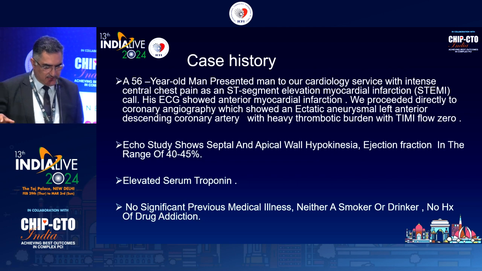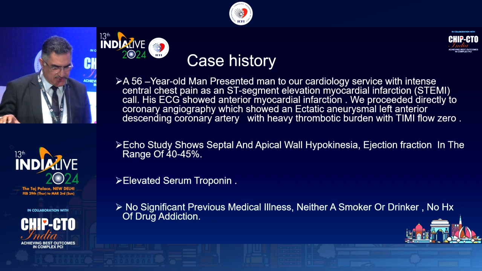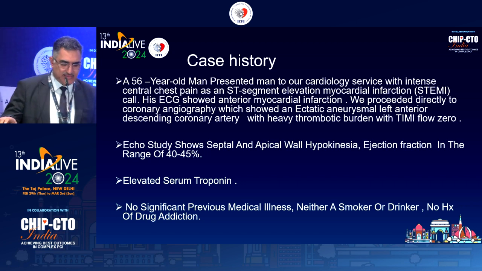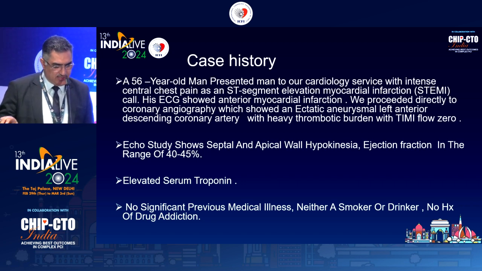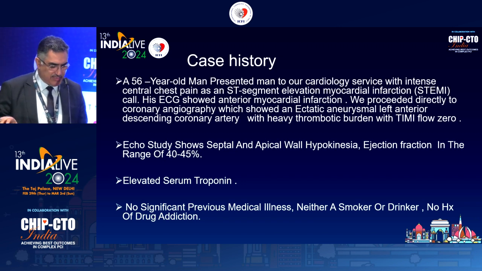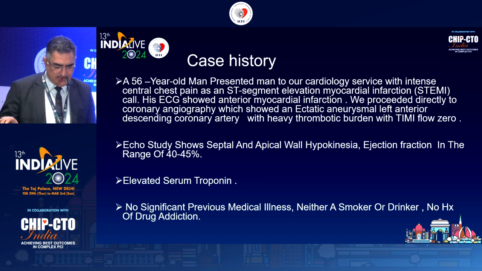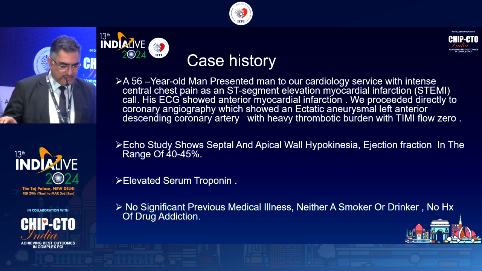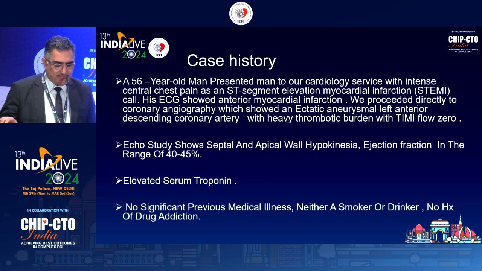A 56-year-old man presented to our cardiology service with intense central chest pain as ST elevation myocardial infarction. His ECG shows anterior myocardial infarction. We proceeded directly to coronary angiography, which showed an ectatic aneurysmal left anterior descending coronary artery with heavy thrombus burden with TIMI flow 0. Before that, echo shows septal and apical wall hypokinesia with ejection fraction in the range of 40 to 50.